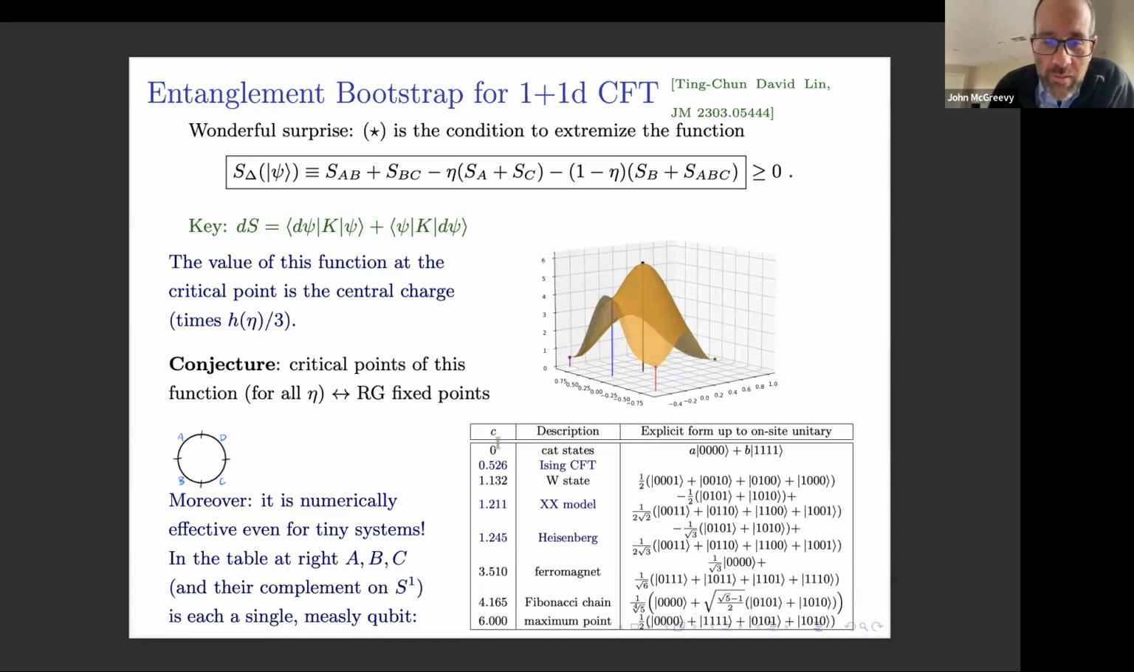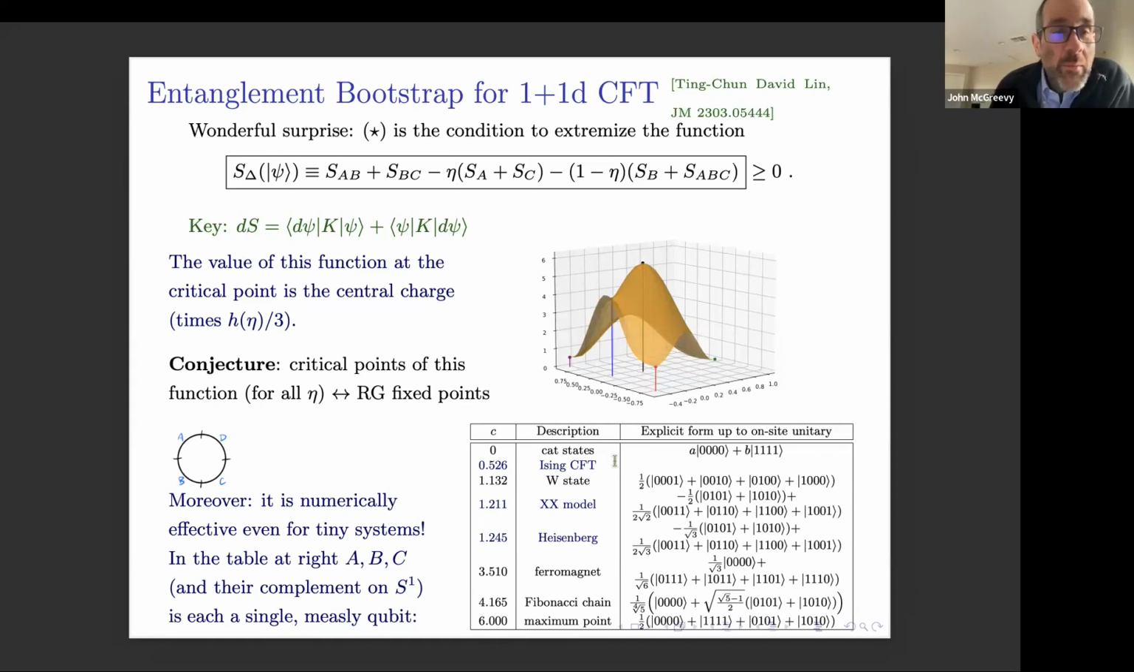Here are the values of C at the critical points. Here are the forms of the wave function up to some on-site unitary, and here's the identification we can make of these states. How do we identify what state a critical point is? One hint is the value of the central charge. There's only one critical point whose value is around 1/2. And so it's natural to identify that with the Ising critical point.